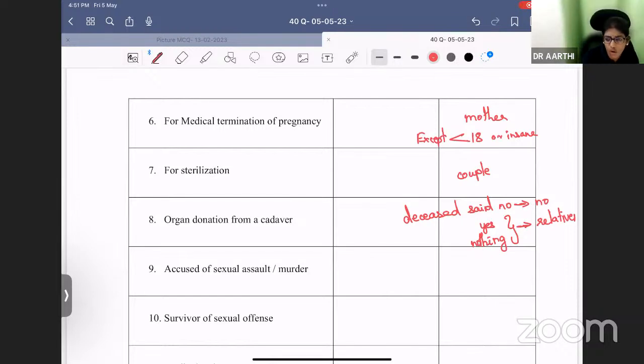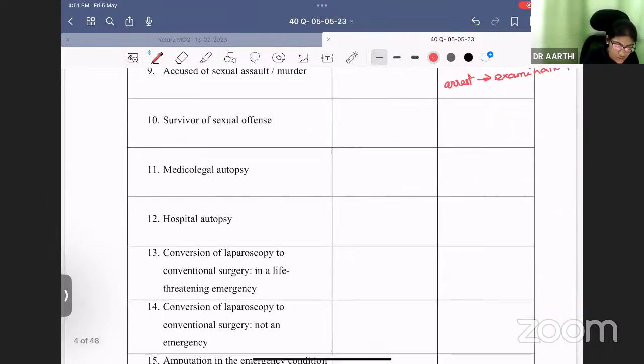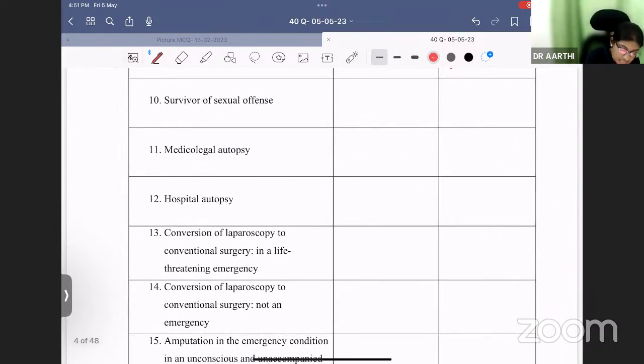Accused of sexual assault or murder. It has to be self. If he is not agreeing to examination, arrest and then do examination. I mean, you ask the police to arrest the person and then do the examination. Okay. Survivor of sexual offense, self. If she says no, you get an informed refusal. That's all. If a survivor of sexual offense says no, I don't want to be examined, you cannot force her to be examined. Medico-legal autopsy, police or the magistrate.